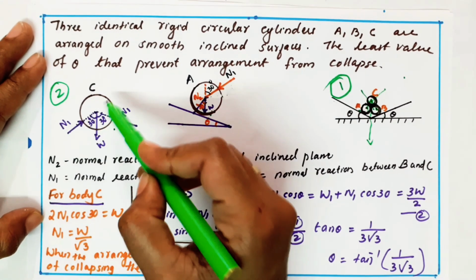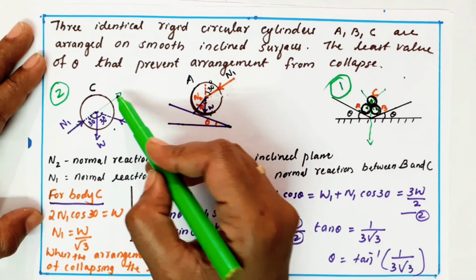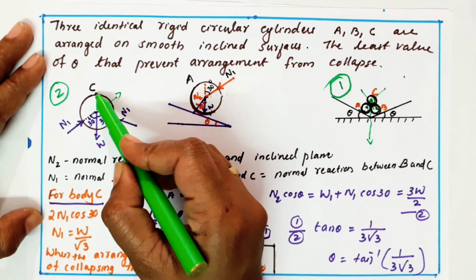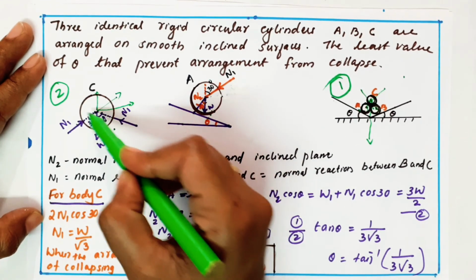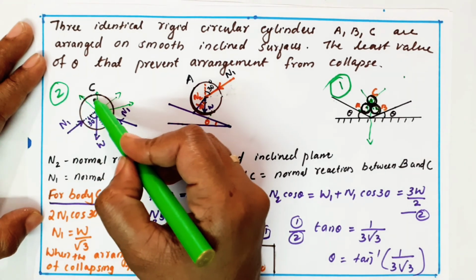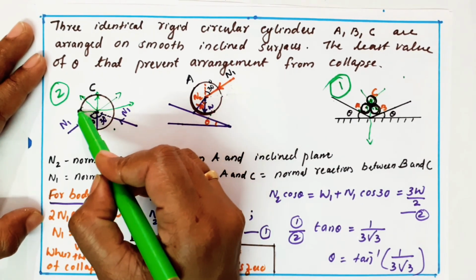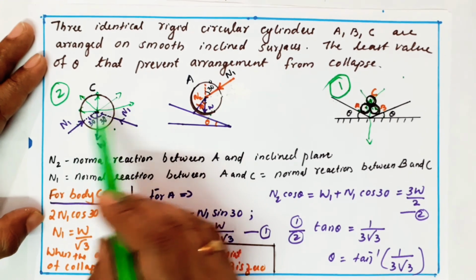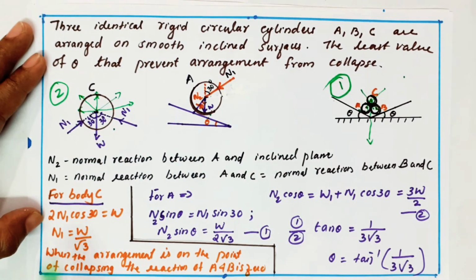That is N1. We are resolving it into two components. Which are they? N1 cos and N1 sin. This N also, if you extend it back, we get two components. So we understood that the opposite sine components get cancelled. We get only cos. 2N1 cos 30 equals W. We know cos 30 is root 3 by 2. 2 gets cancelled. So N1 is equal to W by root 3.